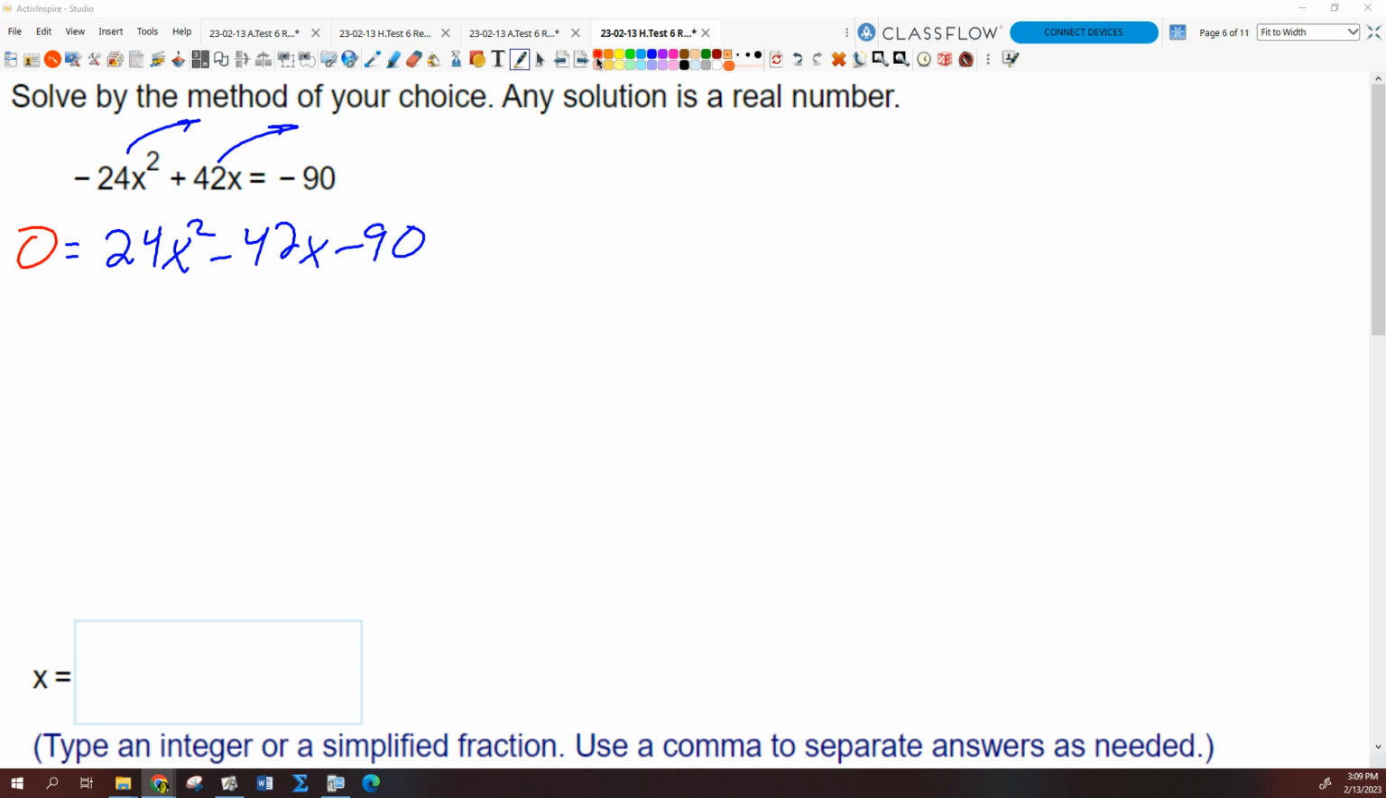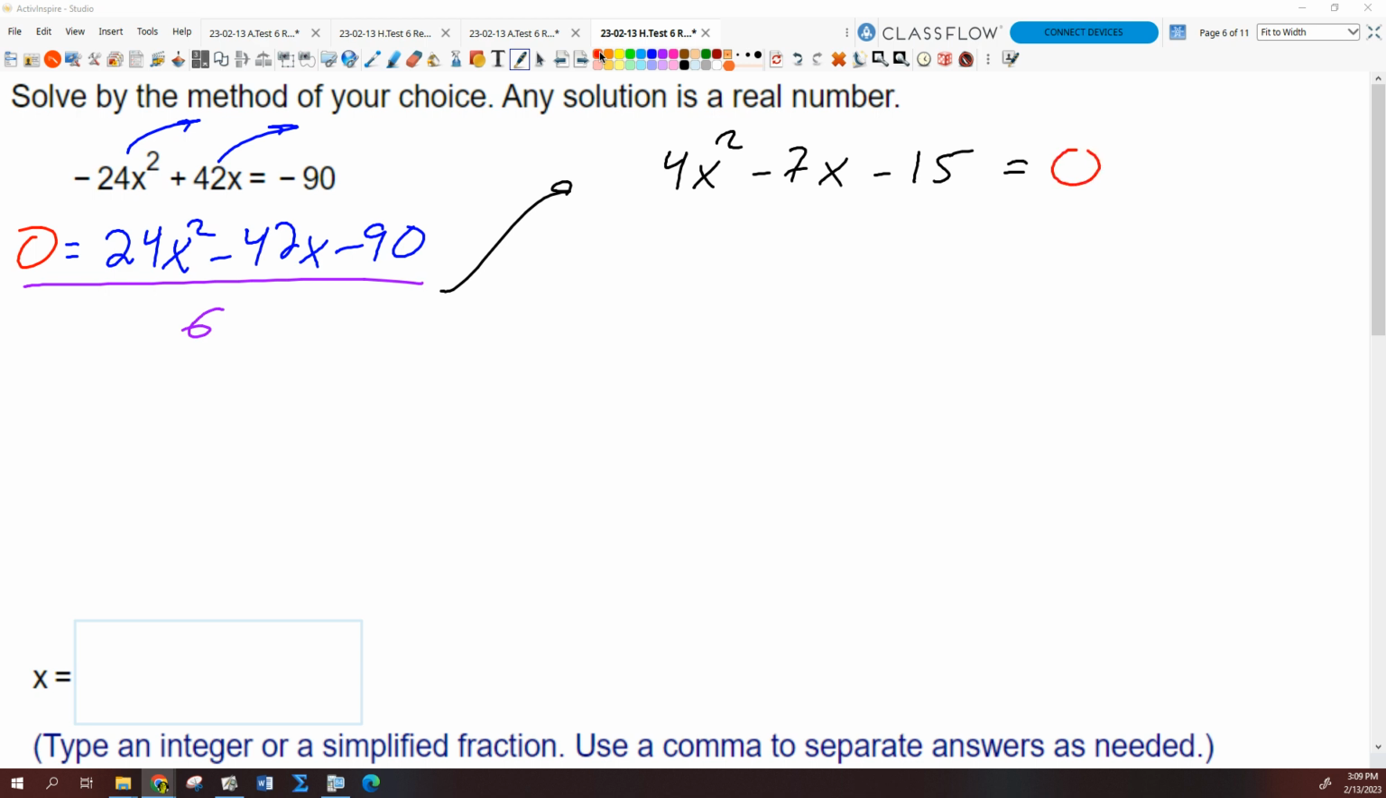Okay, we'll get another one like that where I'll ask you that same question again a little later, and it'll be a better one to think about. So for this one, we just divide by 6. What if you divided by 2? Then you just end up having to divide again, right? Divide by 3. Might as well just divide everything by 6. So if we divide by 6, that's going to give us 4x squared minus 7x minus 15 equals 0, right?